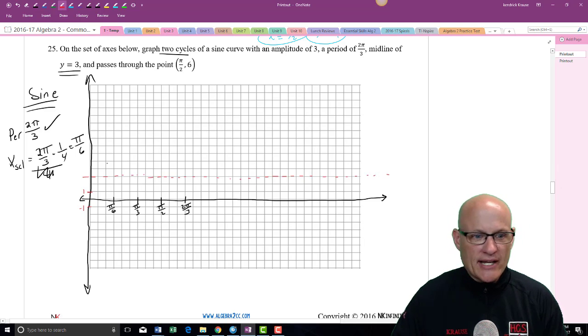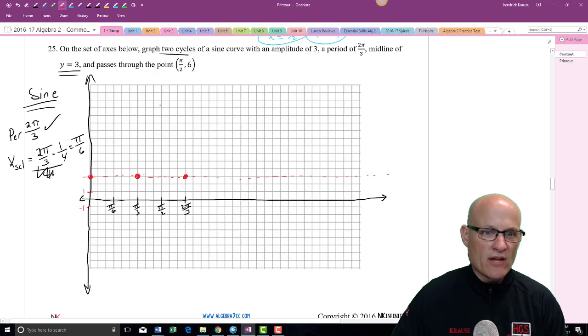What do I know about a sine curve? A sine curve starts at 0. It ends at 0. Now it's 0 on the midline because we moved this thing up, and in the middle it's 0. So it starts at 0, ends at 0, 0 in the middle.